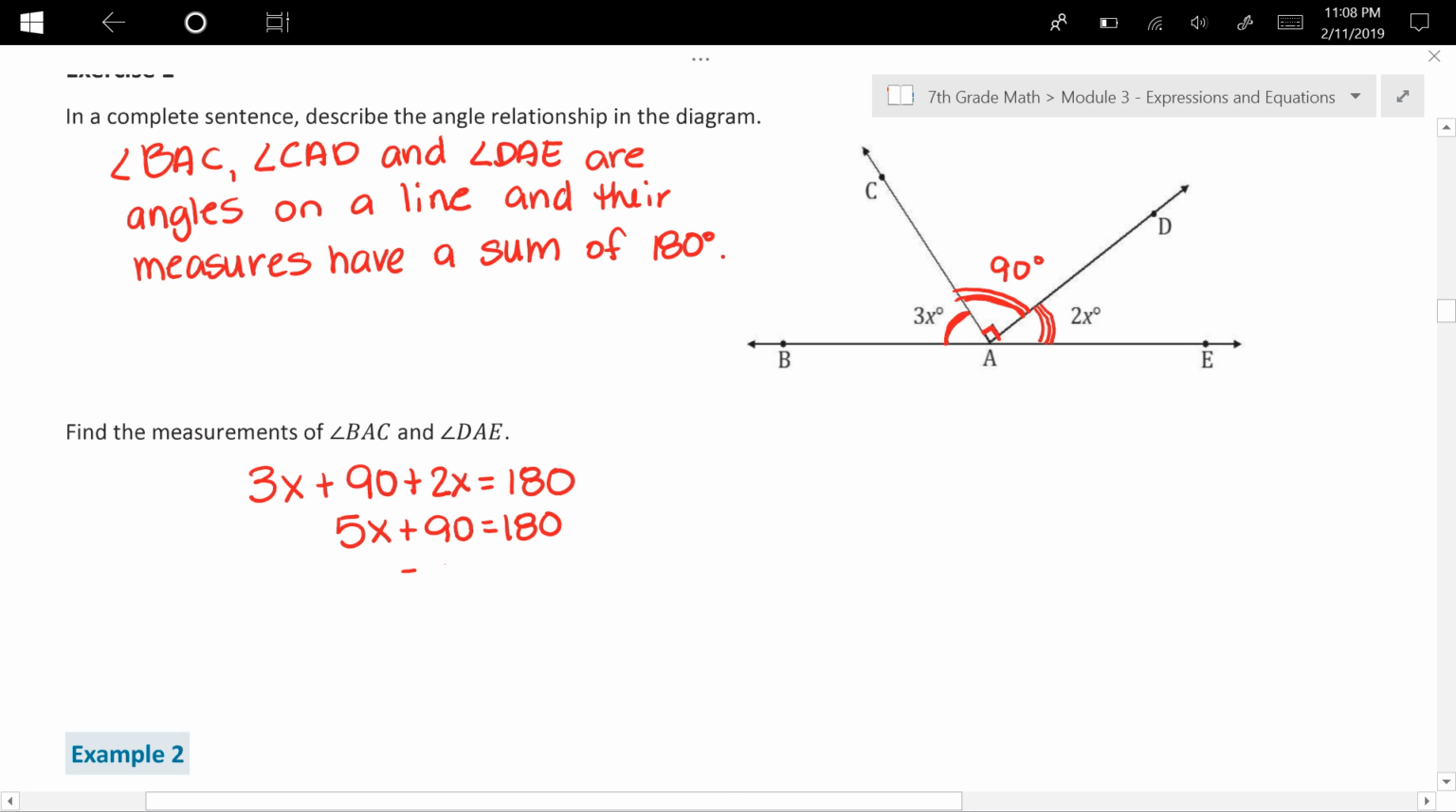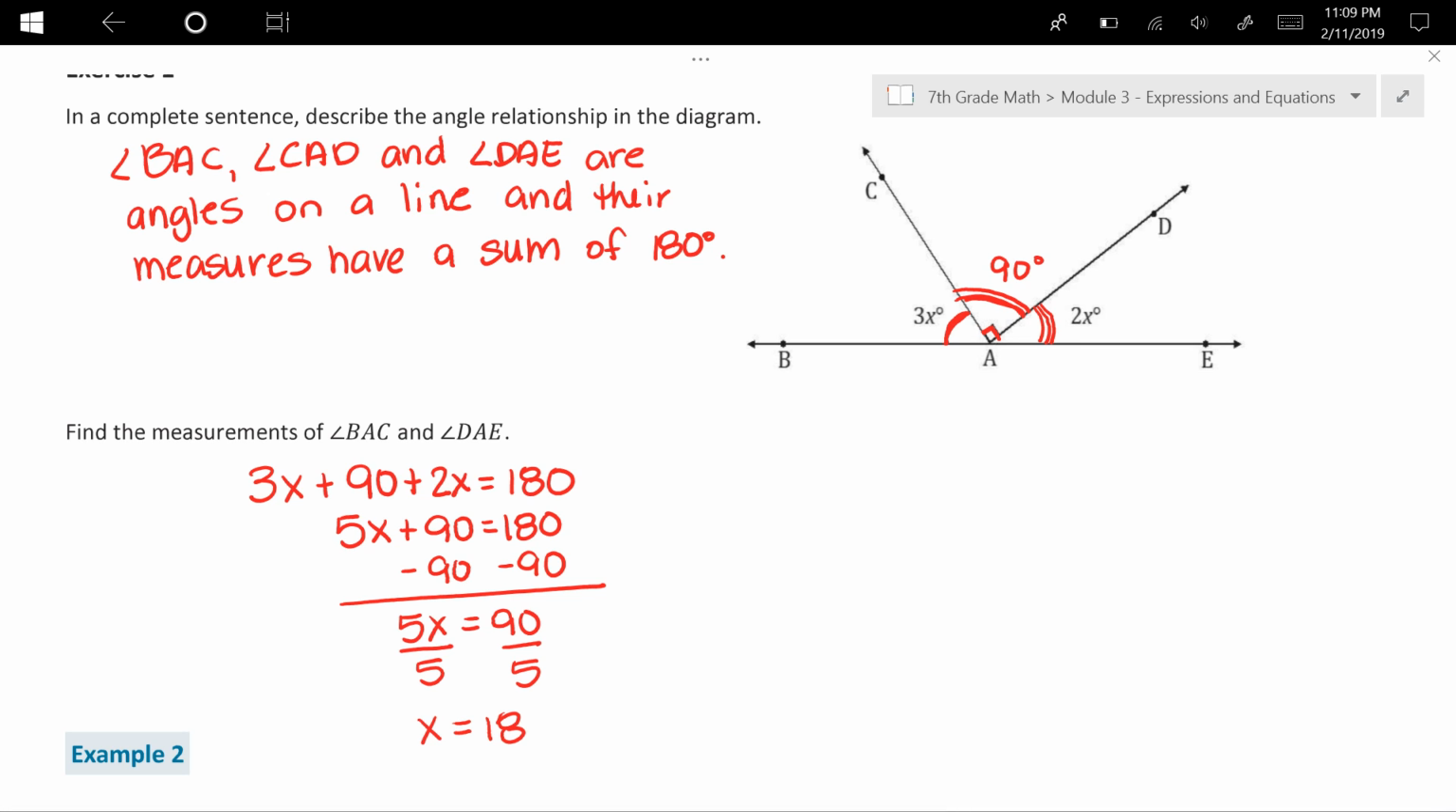So I'm going to go ahead and subtract 90 on both sides. We get 5x is equal to 90. And then we're going to divide both sides by 5. That is x equals 18. So we're not done here. Yes, we did find out that x equals 18, but what is the measurement of this angle right here?